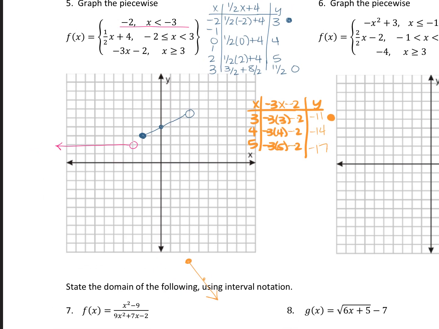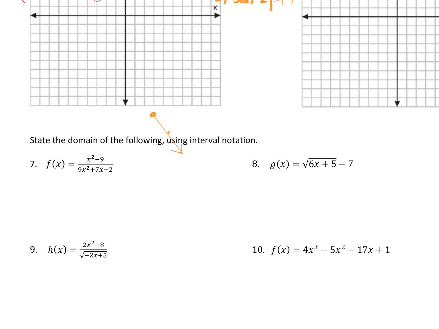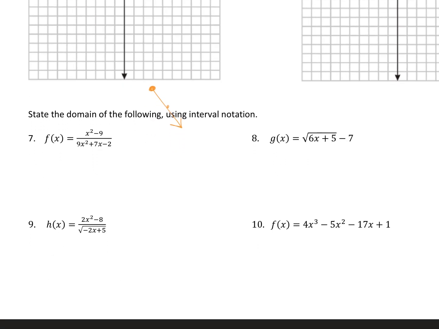So if I skip the number 6, the piecewise function, for 7 through 10, it asks you to state the domain of the following using interval notation. With your domain, if it is just x to a power, not in the denominator, not under a radical, it's automatically all real numbers. So like for number 10, you have f of x is equal to 4x cubed minus 5x squared minus 17x plus 1. X is not in the denominator, it's not under a radical, so automatically it's all real numbers. So that would go from negative infinity to positive infinity. Automatically. Those are the easiest ones with this.